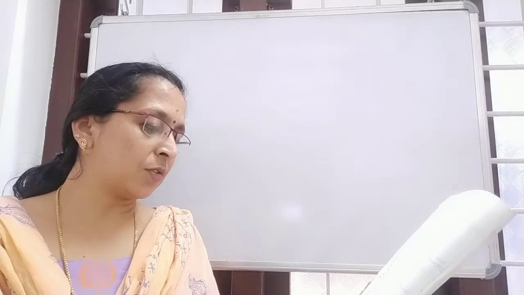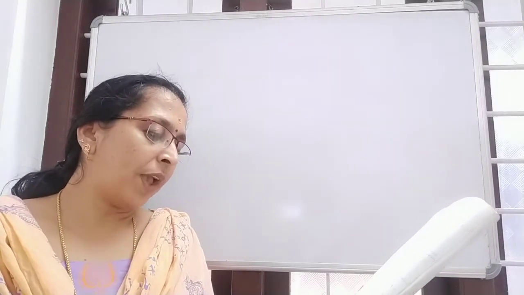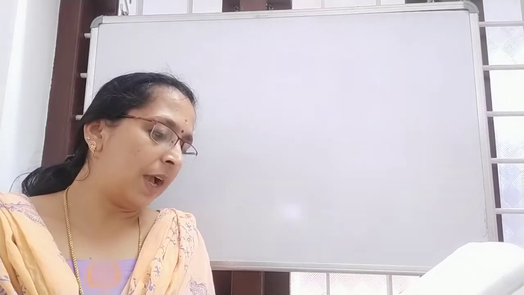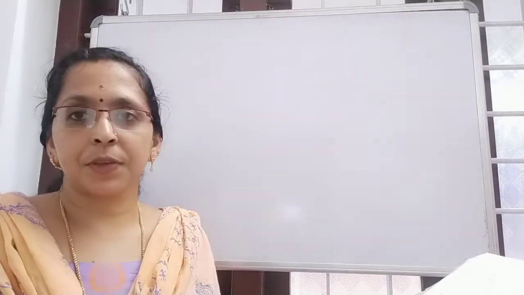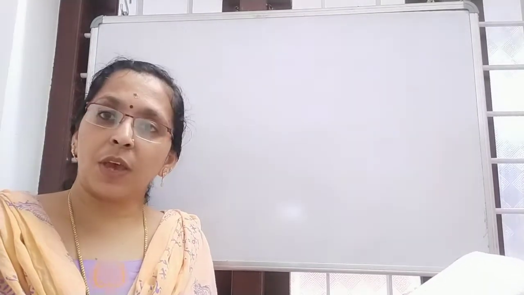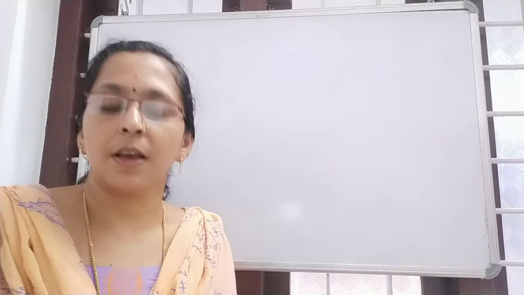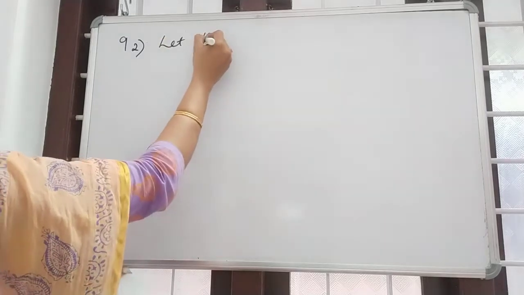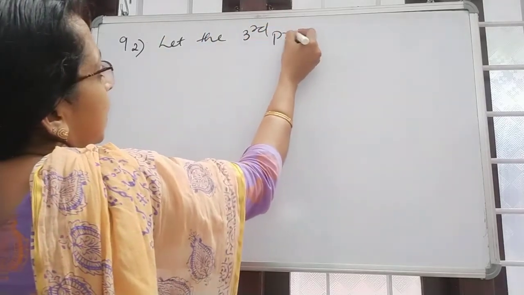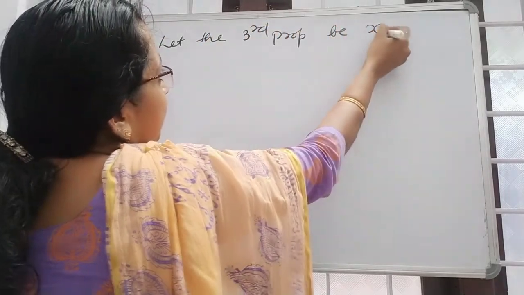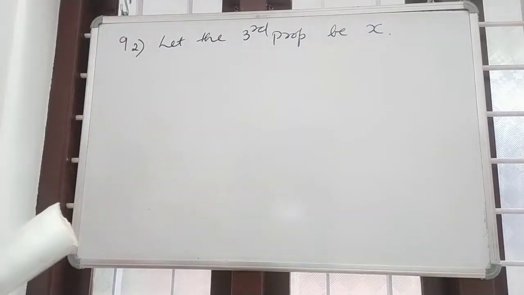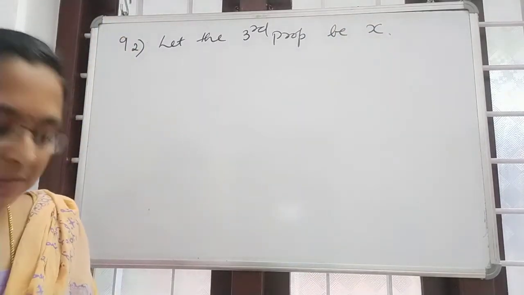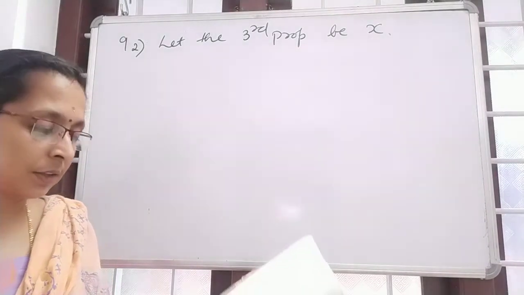Ninth, second question. Find the third proportion to a square minus b square and a plus b. A square minus b square, a and b are given. Let the third proportion be x. Given a square minus b square and a plus b, we want to find the third proportion.